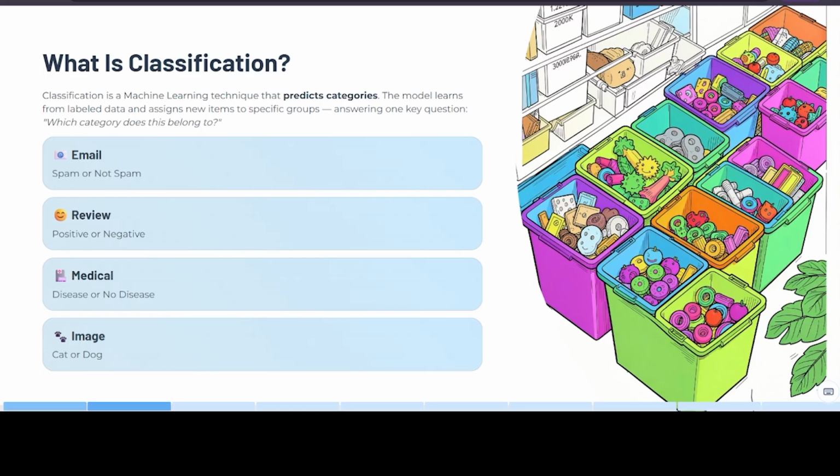The machine learning model also looks at the data. When you are separating the fruits, you look at the fruit: oh, this one is an apple, you keep it in that basket; oh, this one is an orange, you keep it in the next basket. Likewise, the model looks at the data, understands the pattern, such as the size, and places it into the correct category. So that is classification. Email, reviews, medical, and image classification are the major examples of classification, okay.